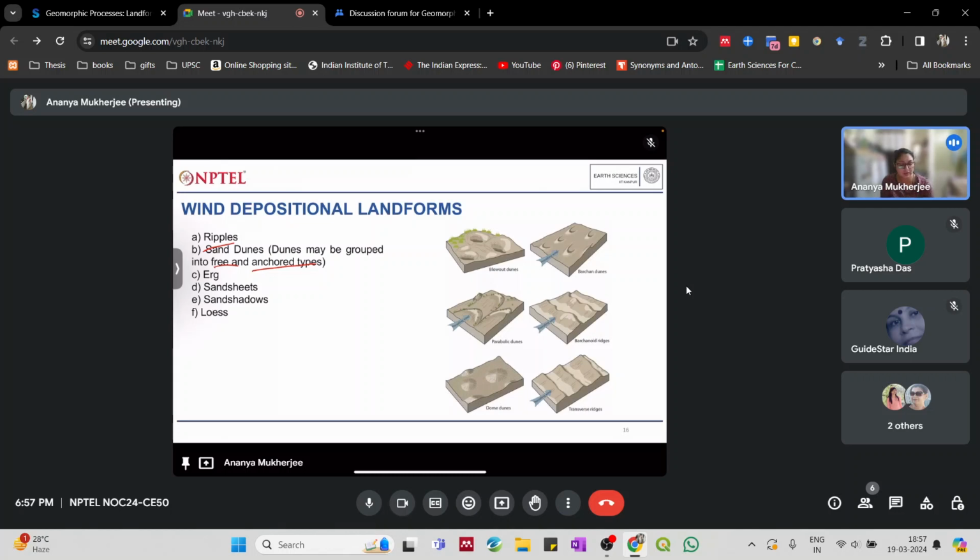So, these are some types of dunes. Okay, so these are the diagrams. You have blowout dunes, barchan dunes, parabolic, barchanoid, dome and transverse. We will try to see some of these types of dunes, how they are formed and how they differ from each other.